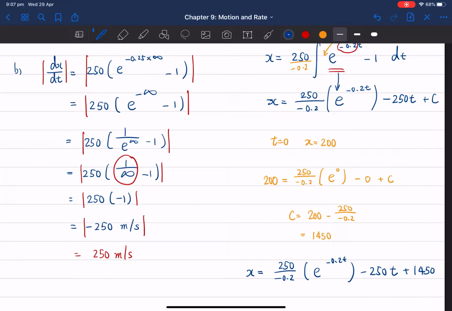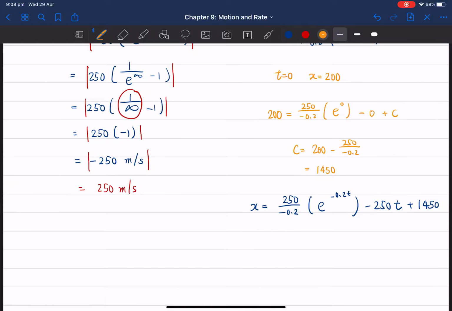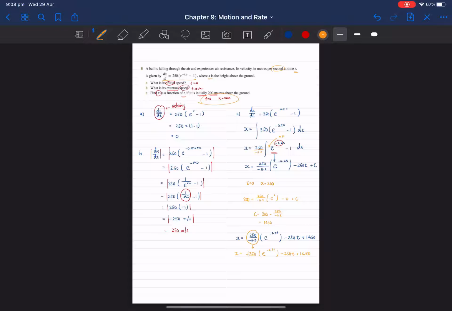1,450. Now, of course, it's better to write the answer not like this, because it's really weird to write a fraction in this form where you have decimal numbers in it. So that becomes negative 1,250 e to the power of negative 0.2t minus 250t plus 1,450, and that's the value of x. So that's how you solve this question.